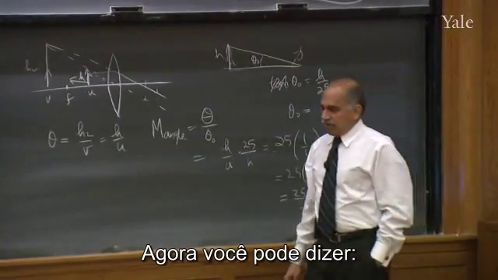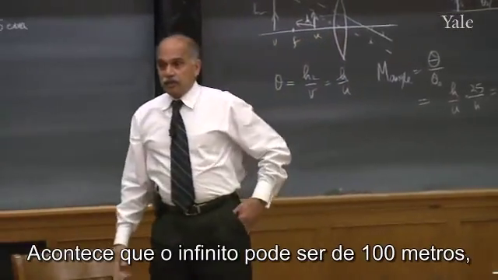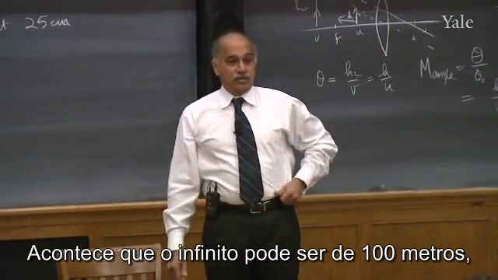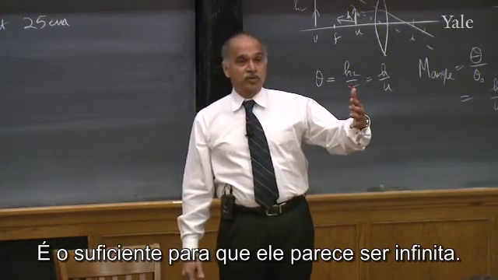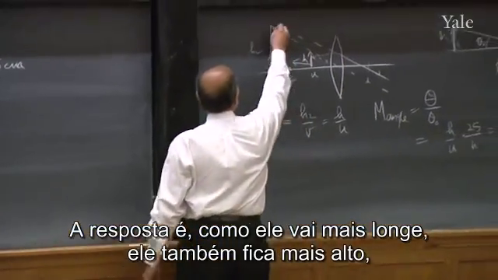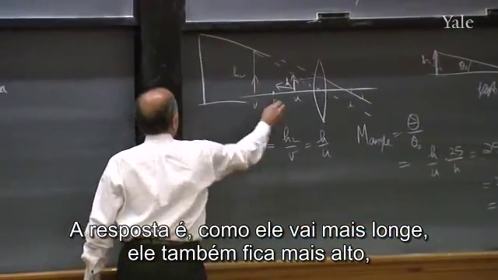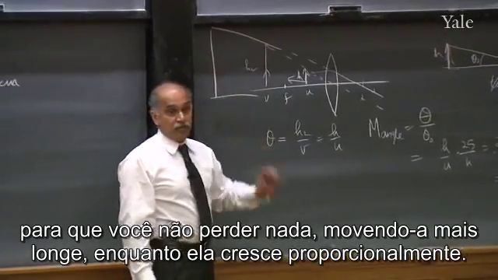Now, you might say, look, I've never seen an object at infinity. What are you talking about, right? It turns out that infinity could be 100 meters. Doesn't matter, 10 meters is good enough for a lens. It's far enough so that it looks to be infinite. How can you see something at infinity? The answer is, as it goes further out, it also gets taller. So you don't lose anything by moving it further out as long as it grows proportionately.